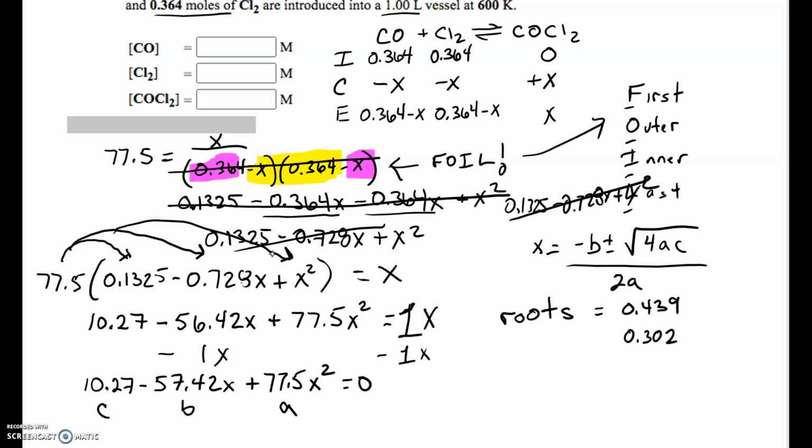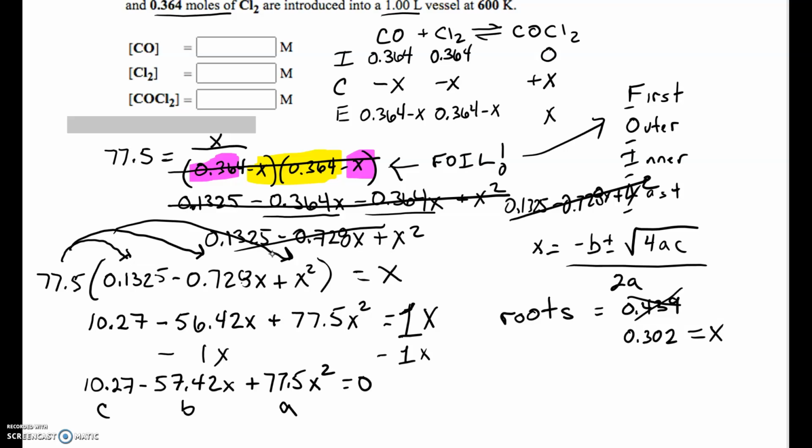But look over here on my reactants: 0.364 minus 0.439 would give me a negative number. And we're not going to have a negative number. Negative concentration? That doesn't make any sense. So our correct root, our x, is 0.302.